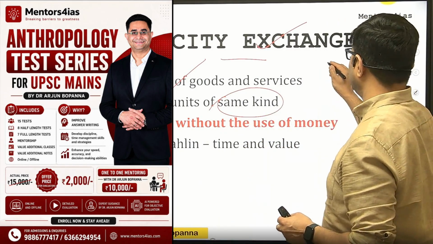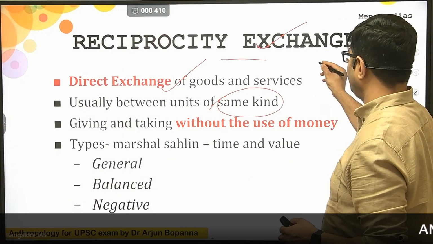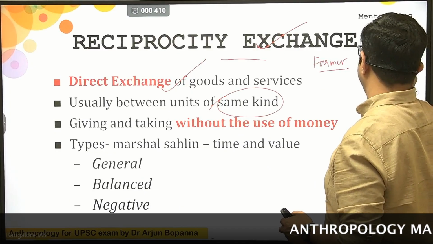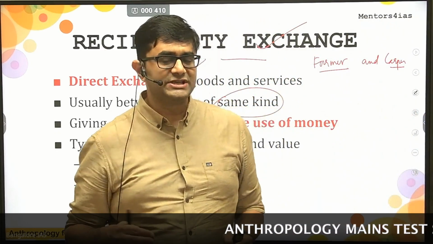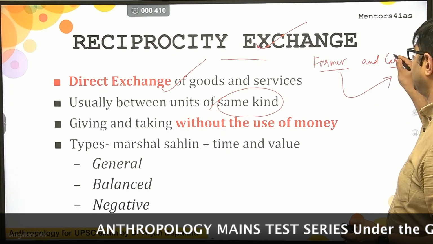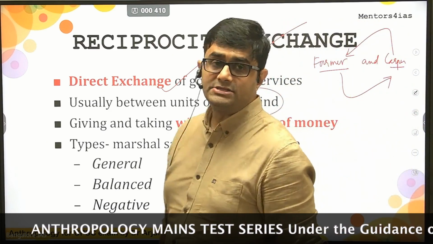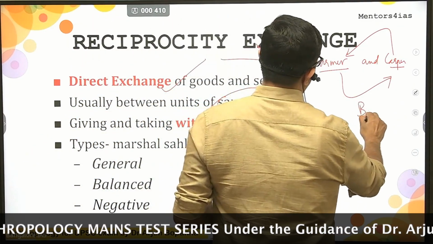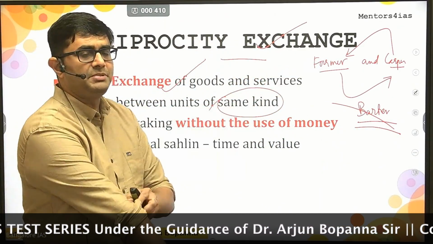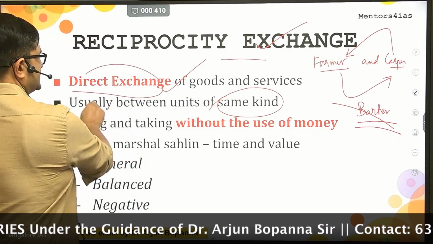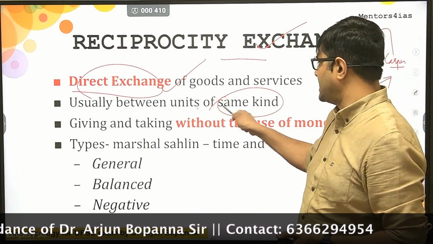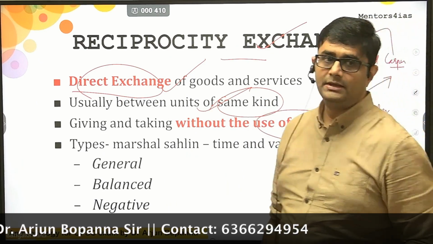For example, let's say the exchange that happens between a farmer and a carpenter. The carpenter will produce agricultural equipment. The farmer produces food grains. So the farmer will give food grains to the carpenter, and the carpenter in turn will give agricultural equipment. This we know is barter. No problem, so this may be barter. Here an exchange is happening between two individuals. Direct exchange is happening, and usually between units of the same kind, meaning both are producing something. Then giving and taking without the use of money.